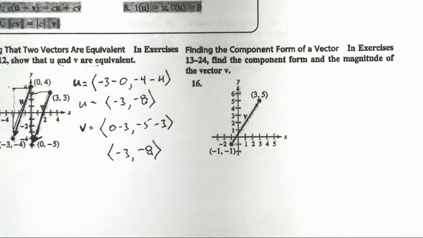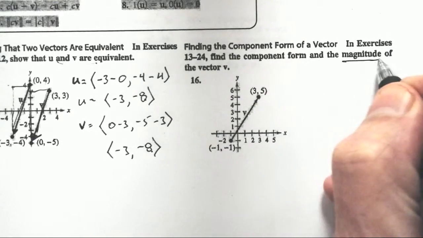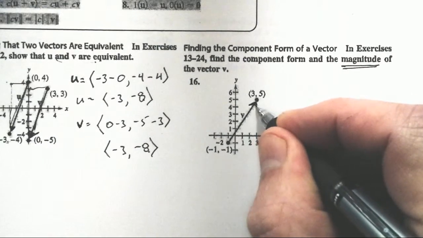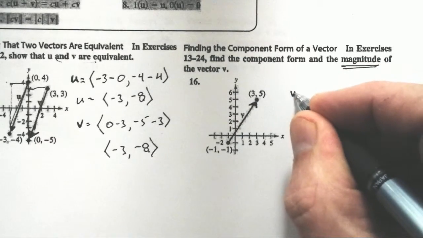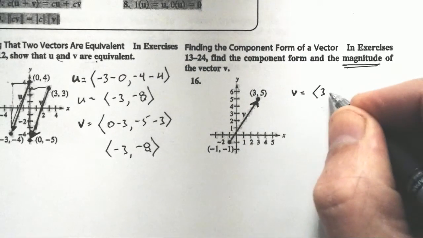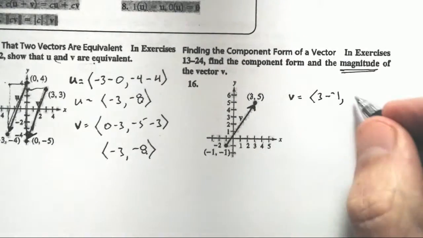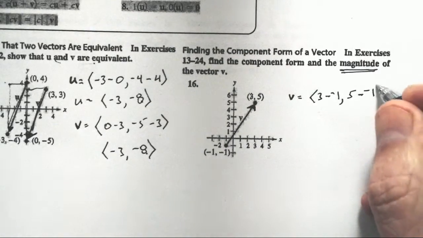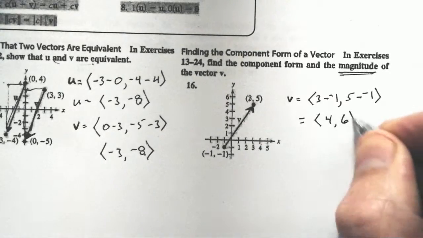Okay, in exercises 13 through 24, find the component form and the magnitude. And the magnitude is the length of this. Our vector's going this way. We'll call it vector v as they ask us to. So vector v terminates here. We wind up at 3 for an x component, minus we start at -1. We wind up at 5 for a y component, minus we started at -1. So vector v is 4, 6.